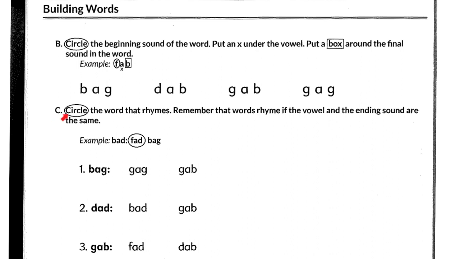C. Circle the word that rhymes. Remember that words rhyme if the vowel and the ending sound are the same. Example: bad, fad, bag.